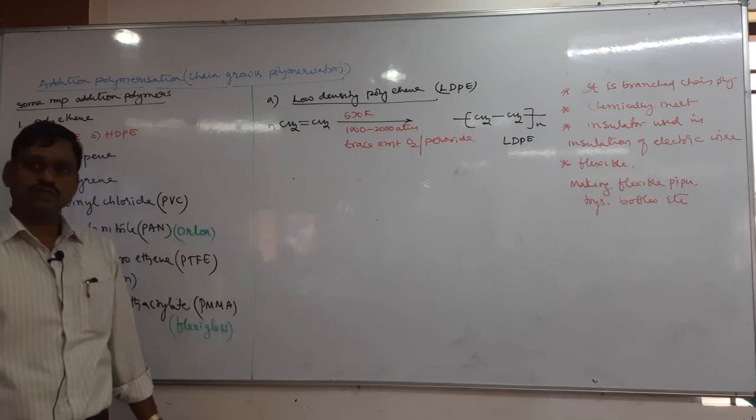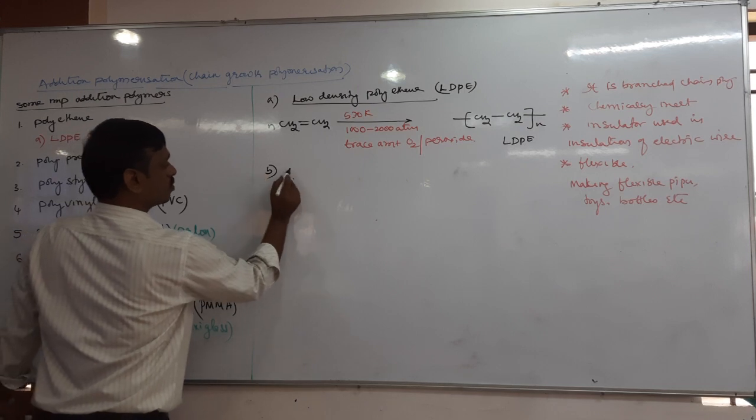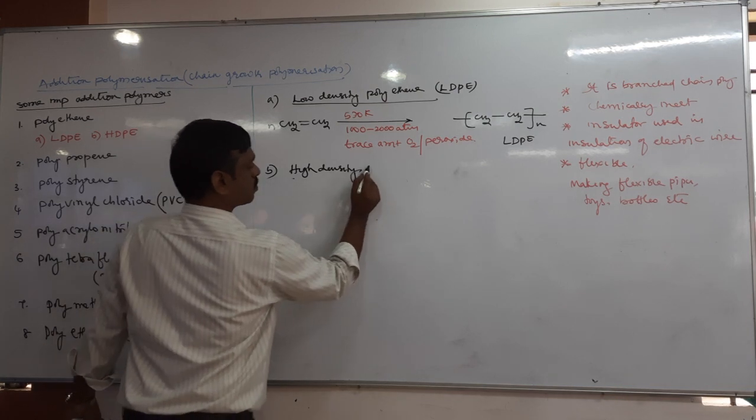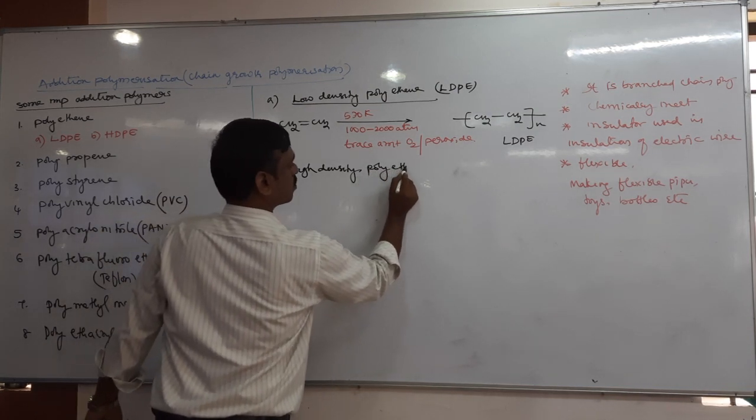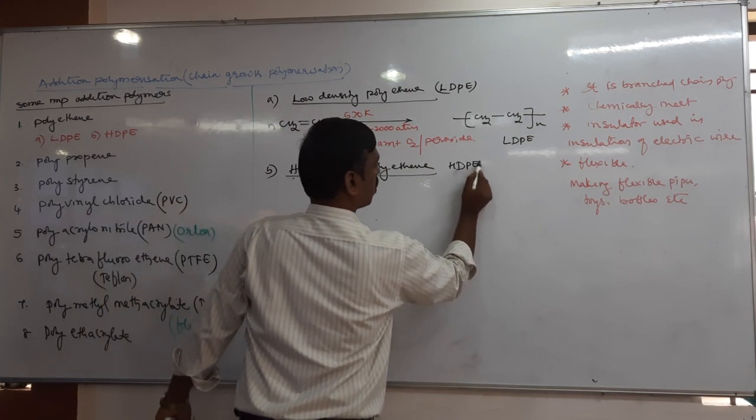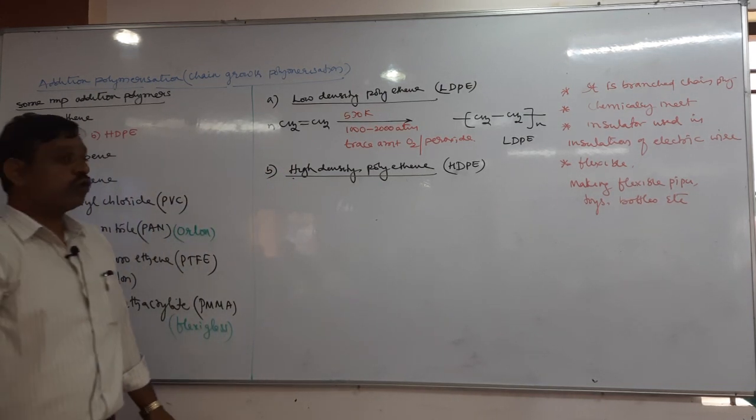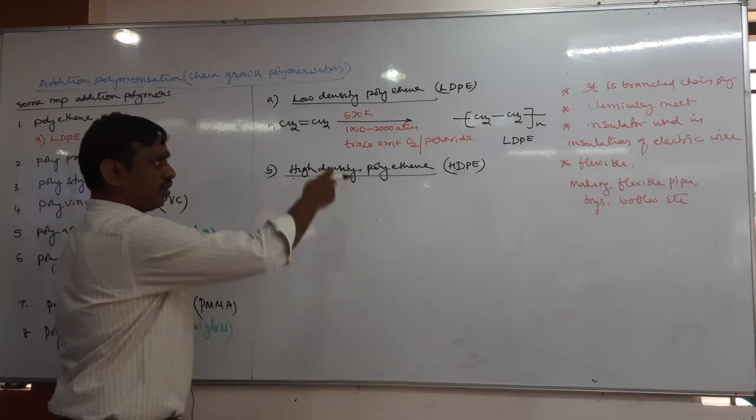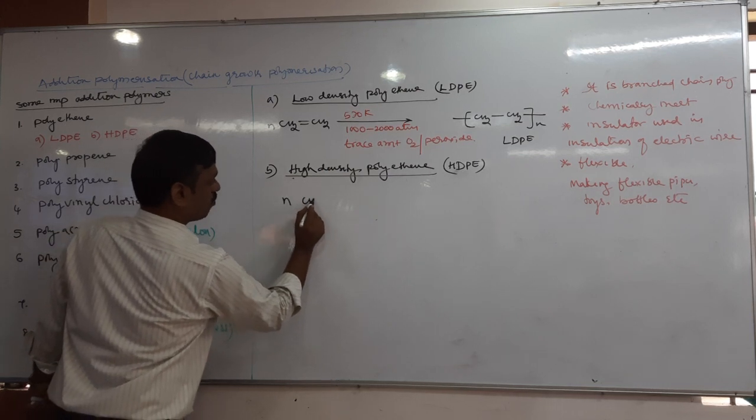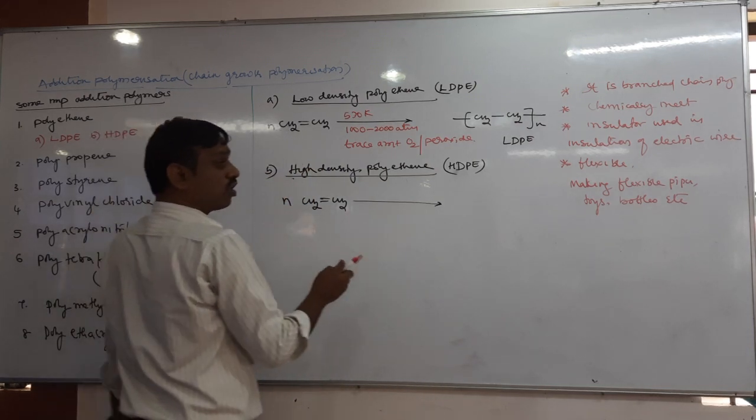Next is high density polyethylene. HDPE, high density polyethene. Tell me, how do you prepare high density polyethene? Now the reaction will be the same but the conditions are different. The reaction is n number of ethene molecules undergo addition polymerization, but what condition?